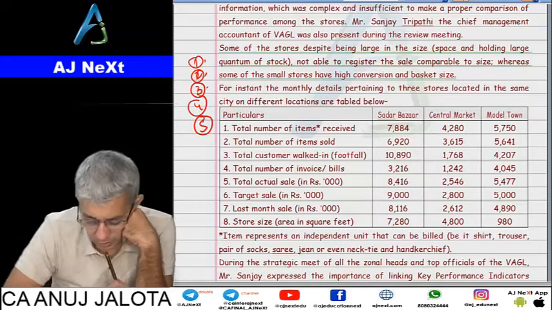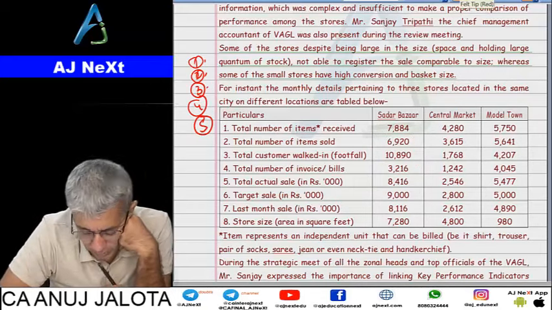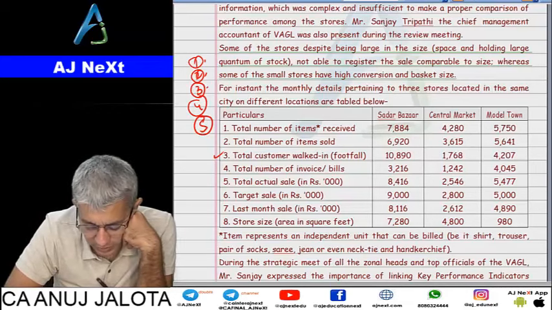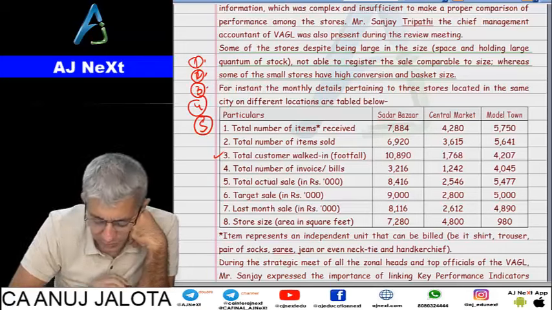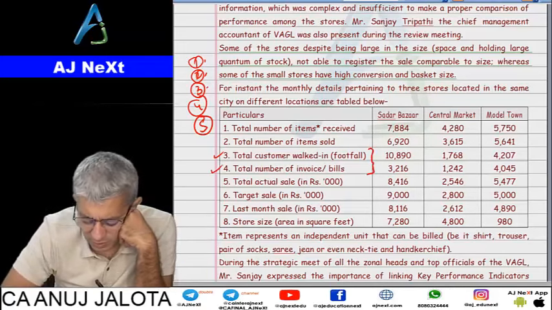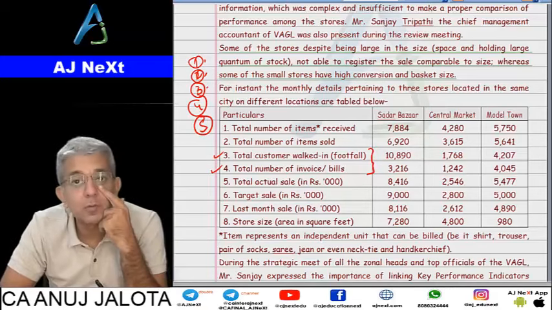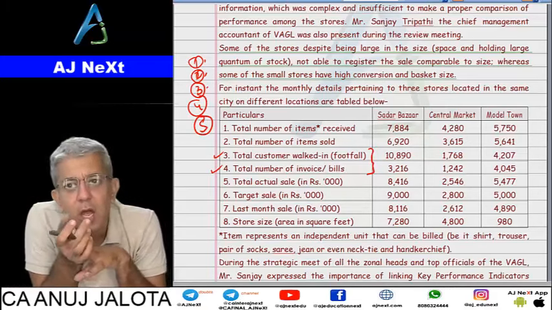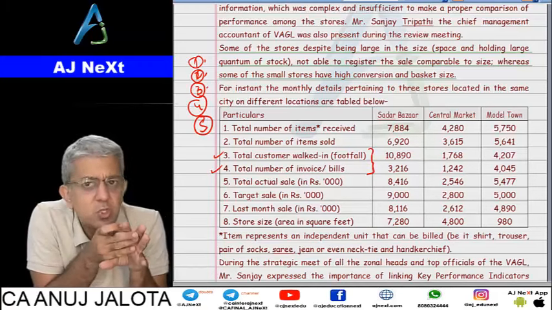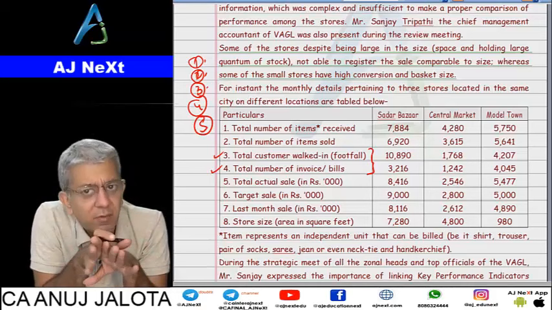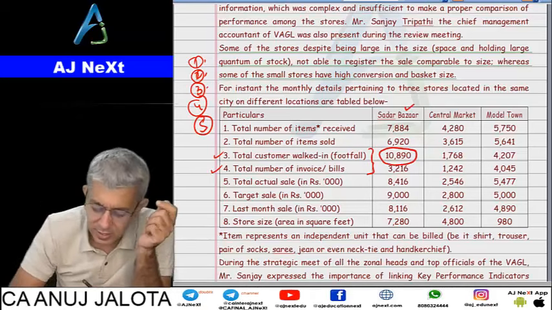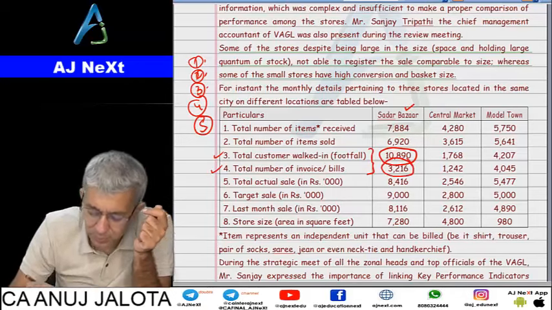Then, what more data can I generate? See, I have total customer walk-ins. Apart from that, I have total number of invoices. Now, this can give me, out of how many people who visited, how many people have purchased. Although, this is not a very good ratio to have, to be very honest. See, 10,890 people have visited Sadar Bazaar. But my bills were prepared only for this much.